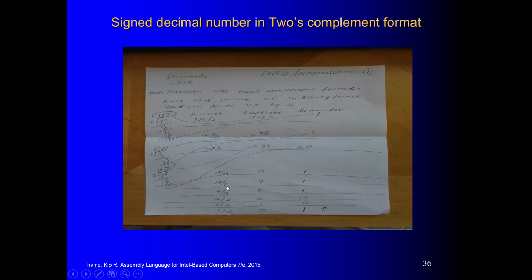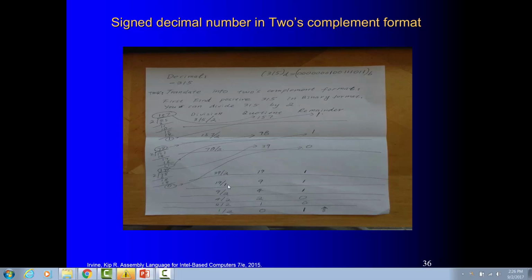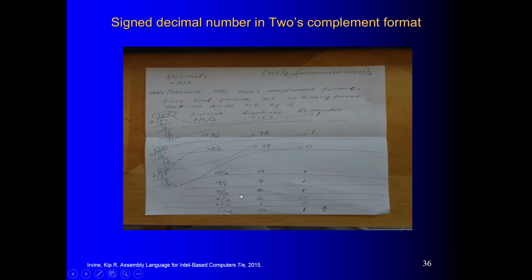Oh, here I have a typo. This should be 19 divided by 2. Then 9 divided by 2, 4 divided by 2. Make sure at every step you copy the quotient and you copy the remainder. The remainder can be 1 or 0. If it's an even number, of course the remainder is 0. If it's an odd number, the remainder is 1.